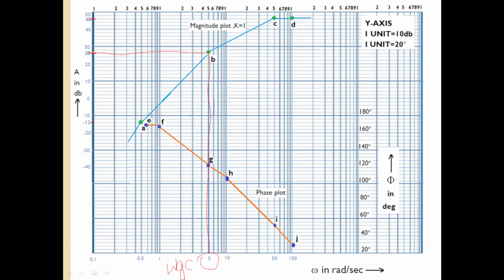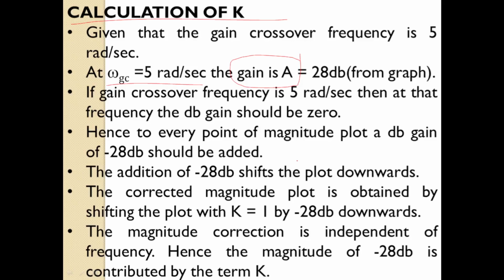So it is meeting at 28 decibels. The A value is 28 at omega gc. So from where did you get the A value? From the graph. From the graph you have got the A value as 28 decibels. But we know that at gain crossover frequency, the gain should always be 0 decibels.